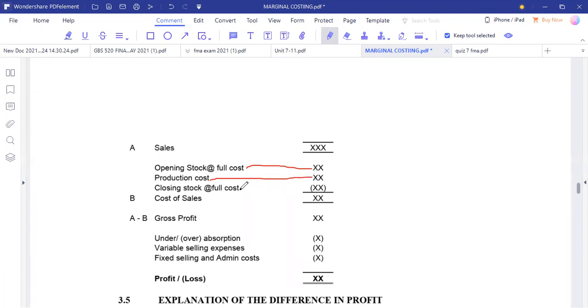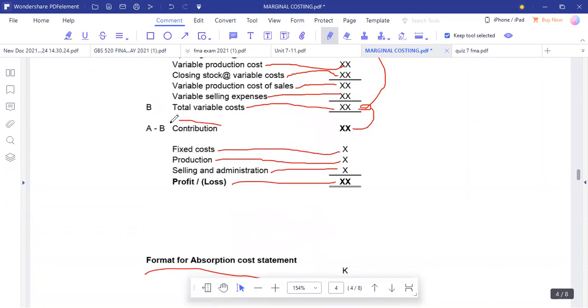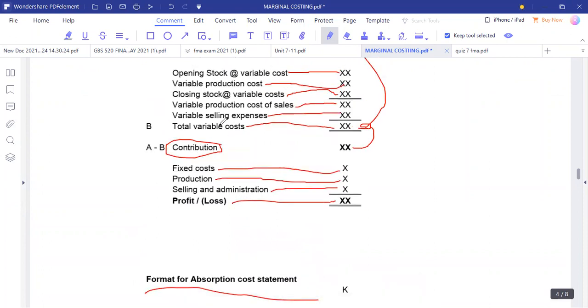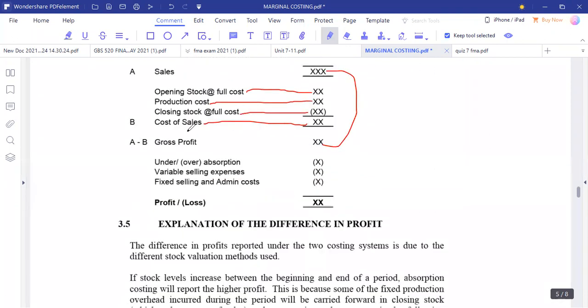Closing stock should also be at full cost, meaning both the variable and fixed cost of production. And then we have the cost of sales. Then we can subtract these two to get the gross profit. Like I mentioned, here it was contribution. All right, so we subtract A and B, we get the contribution. Then here we subtract A and B, we get the gross profit.